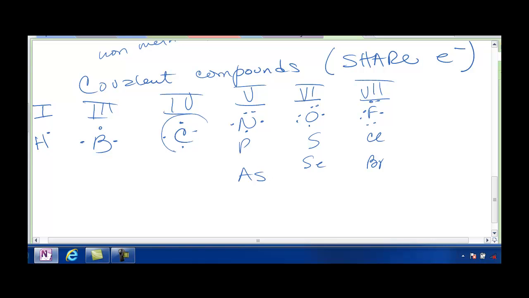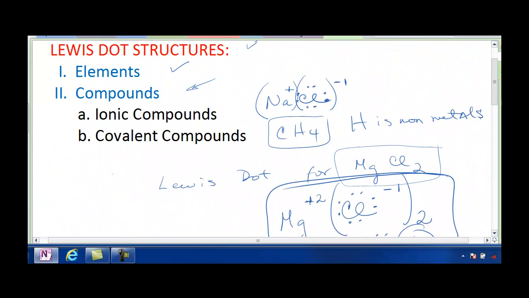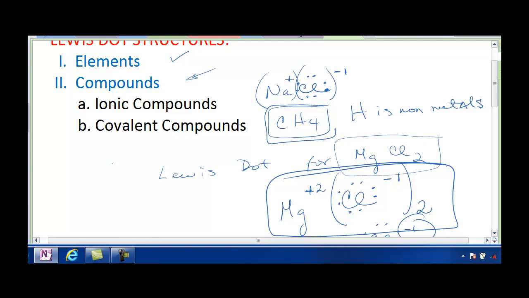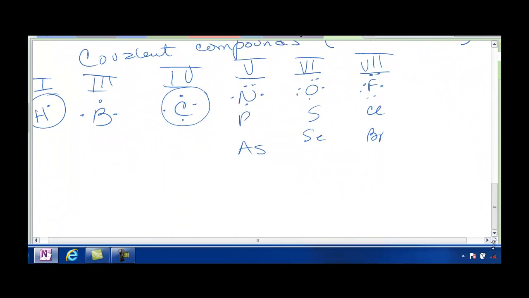So if I have 1 carbon and 4 of these in CH4, okay, so if I am going to do the Lewis dot structure of CH4, and H is a nonmetal, and carbon is a nonmetal, I have a covalent compound. And that's criteria number 1. And once I know it's covalent, I share it. So I draw the most symmetrical structure.